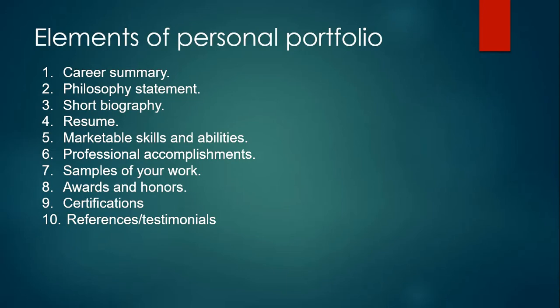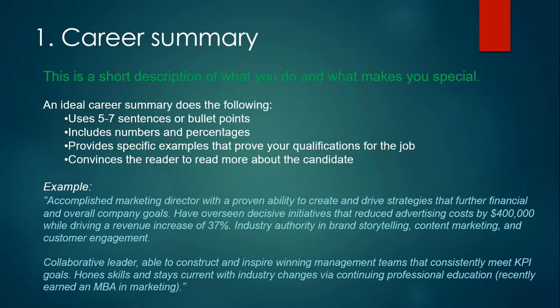Career summary. This is a short description of what you do and what makes you special. What makes you different from the others actually. This is a career summary. An ideal career summary does the following. It has 5 to 7 sentences or some bullet points. It includes numbers and percentages. It provides specific examples that prove your qualification for the job. It convinces the reader to read more about the candidate. This is self-explanatory. You can look at it.